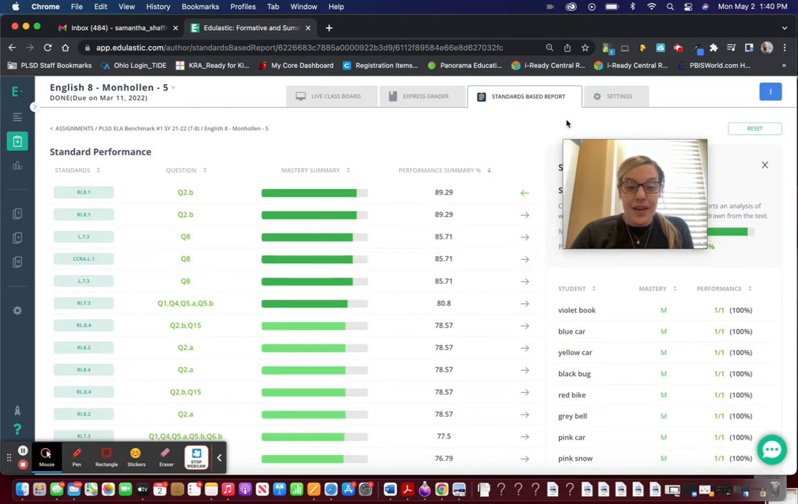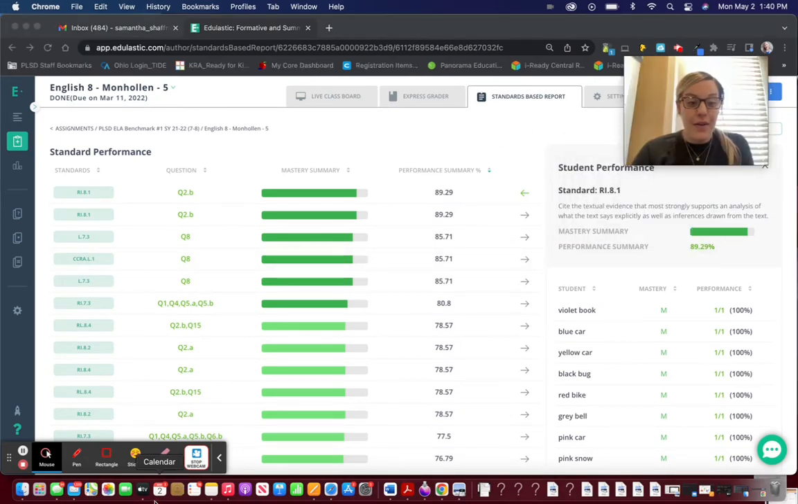And then we're back on our standards-based report, and this class did very well. You can see the standards over here. There was a low ceiling, or a high ceiling, and a low floor on this test design. So you could see we have standards, reading informational text, standard 1, cite the textual evidence, right? That most strongly supports an analysis of what the text says explicitly, as well as inferences drawn from the text. So right here, our performance summary is 89.29%. That's very good, considering a proficient score would be around 60 on a test like this, all right?